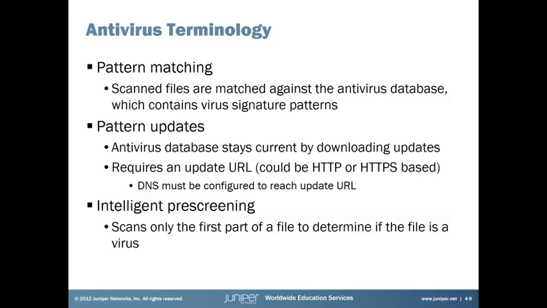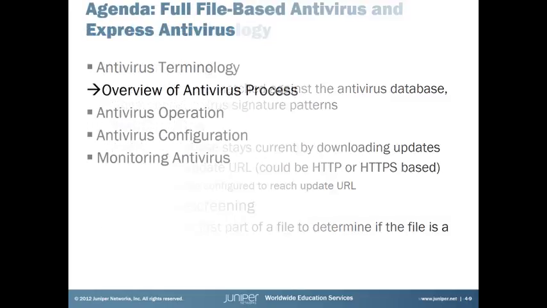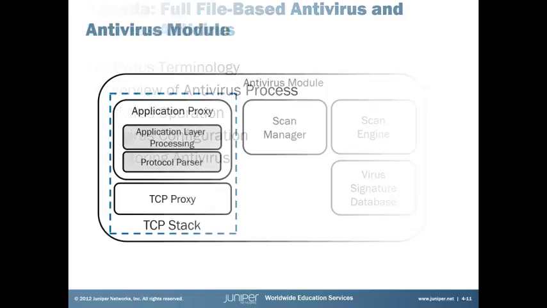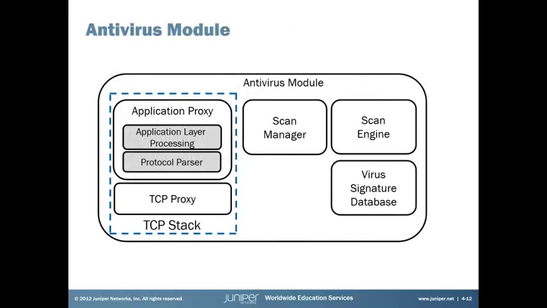Requires an update URL, and of course we need DNS for this, as we do with plenty of other things. Intelligent screening scans only the first part of the file to determine if the file is a virus. Okay, so let's take a look at the process here. We have an antivirus module here.